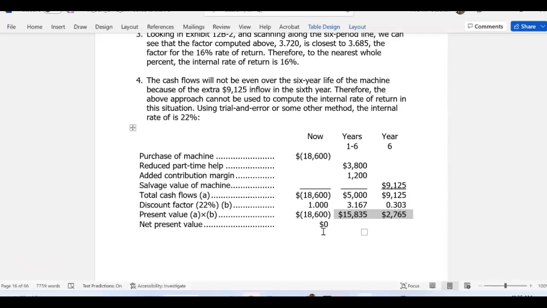And then you compare that to your minimum required rate of return. If the internal rate of return is higher, it's a good project. You might suggest to accept that project.